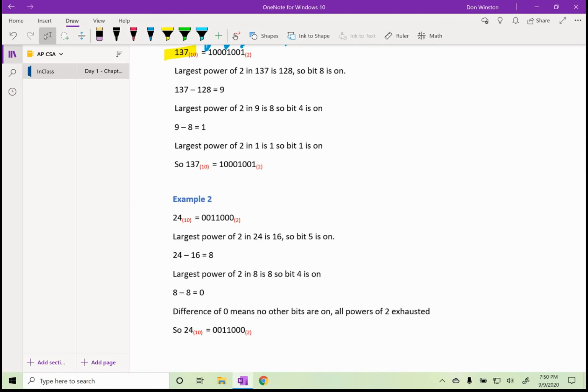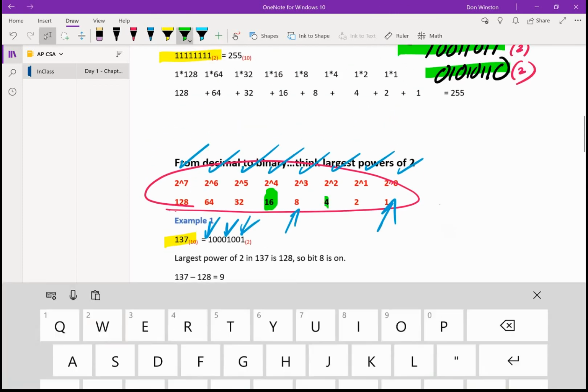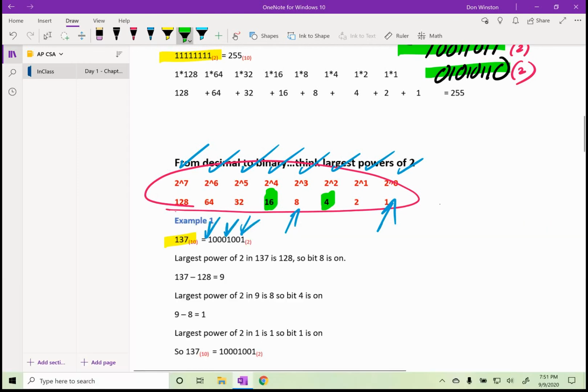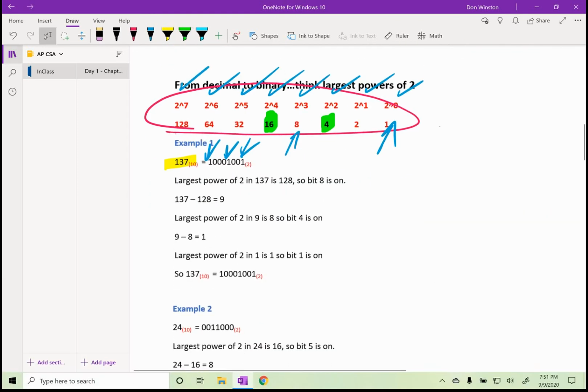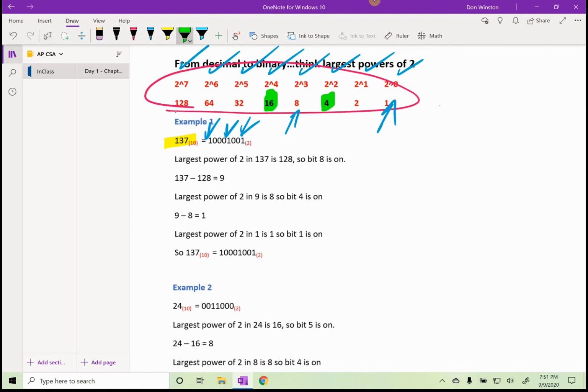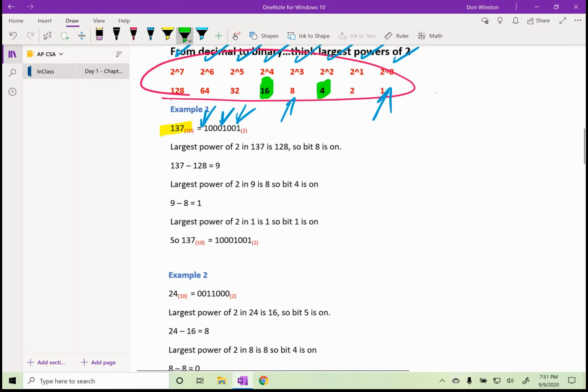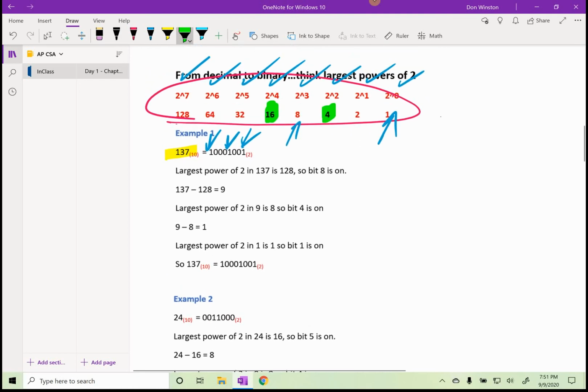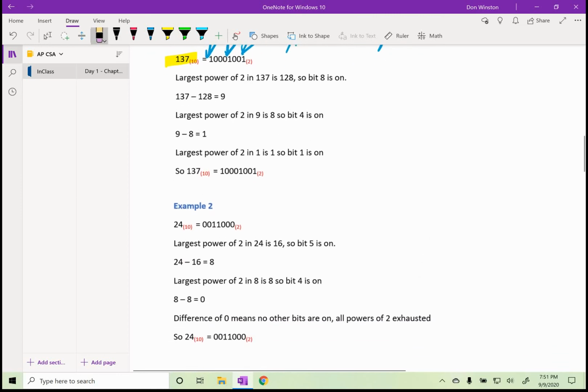24 minus 16 is 8. The largest power of 2 in 8 is 8. So bit 4 is on. Or bit 3 is on, I'm sorry. No, 4. The largest power is 8, so bit 4 is on. There we go. All right, so then we get a difference of 0, which means no other bits are on. All powers of 2 have been exhausted. So 24 base 10 is 0011000.